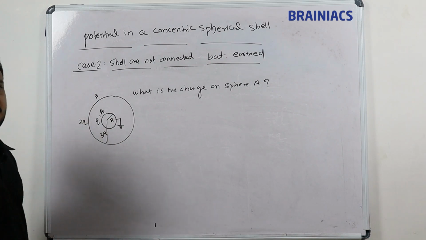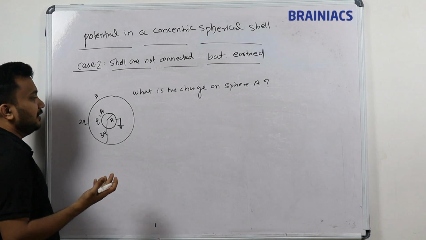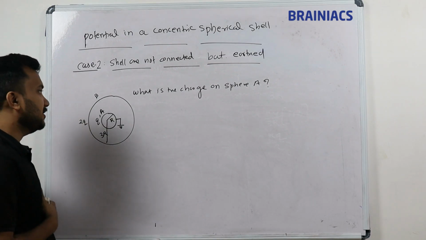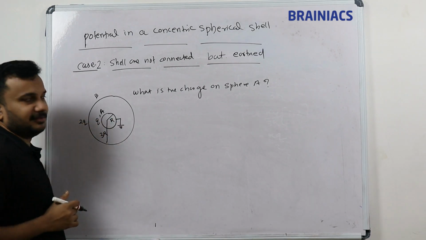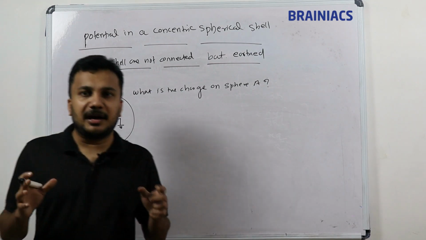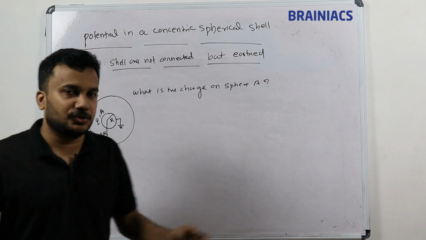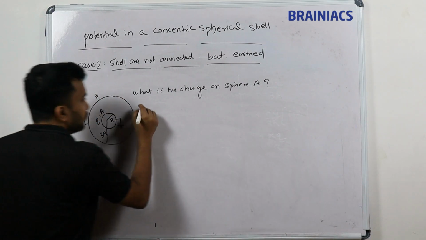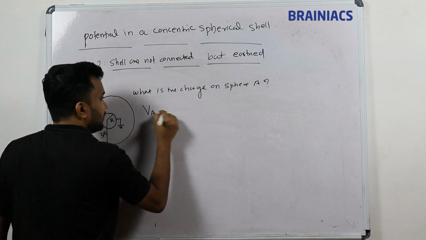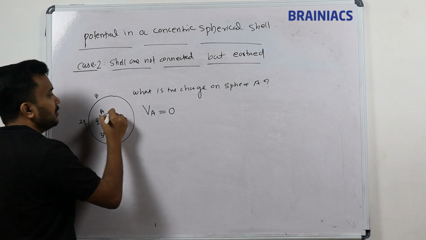What are the charges available on sphere A or on sphere B? Anything, it will be fine. Our concept is this: if you have seen some earthing, earthing means grounding, and ground means the potential is equal to 0. So if you see such a point, your first answer will be potential is equal to 0. You have to write that. Then you are going to find out the potential here.